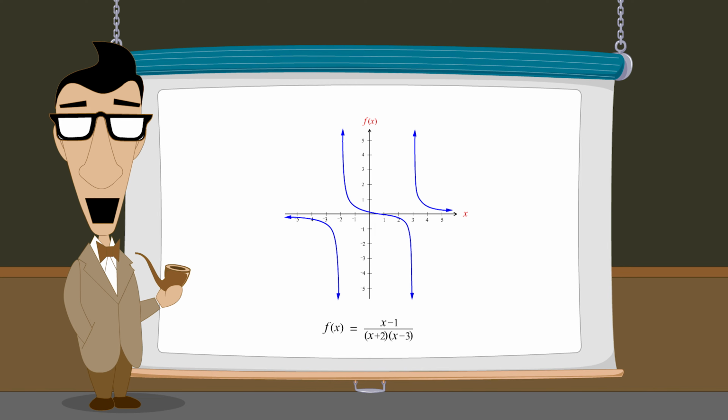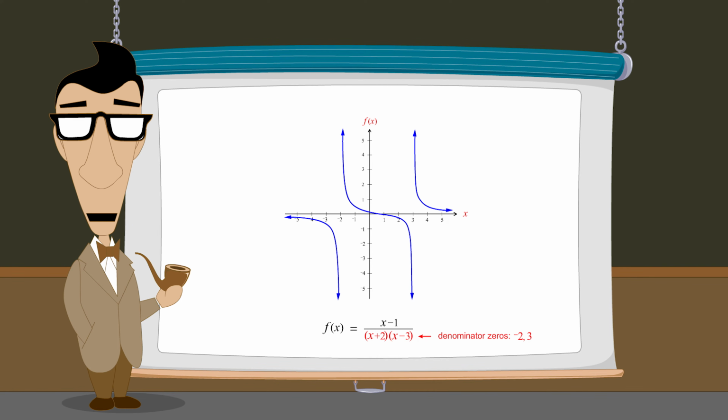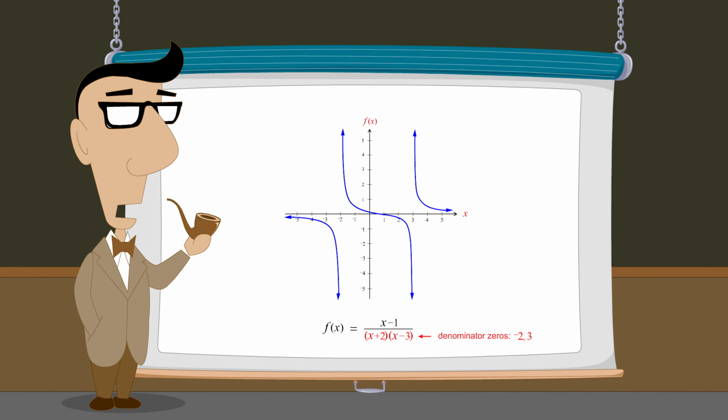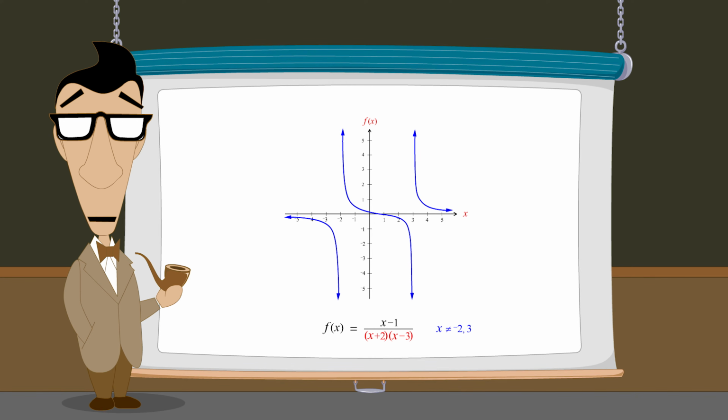Likewise, the x values that cause the denominator to be 0 are the zeros of the denominator. Since this denominator is 0 when x is either negative 2 or positive 3, negative 2 and positive 3 are the zeros of this denominator. When a rational function's denominator is 0, the function's value is undefined. Therefore, the domain of rational functions must exclude x values that cause the denominator to be 0. Its graph will therefore have a missing point at each excluded x value.